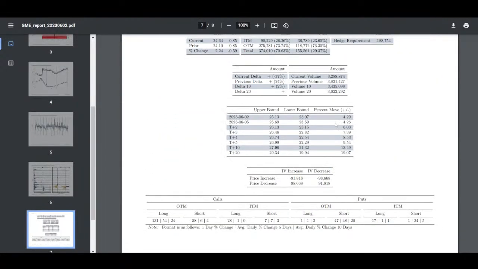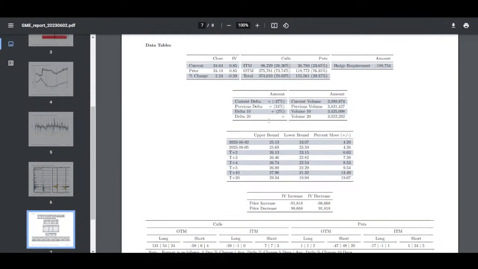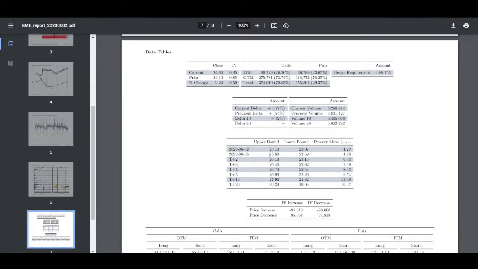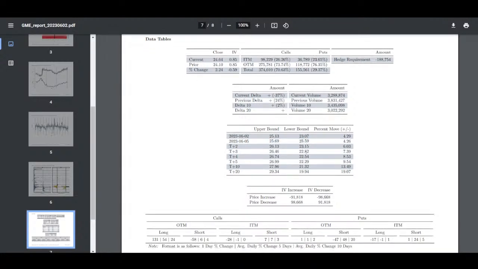Options chain, expected price ranges. So this is really cool. If you're ever trading options on any stock, once price moves above the upper bound interval or below the lower bound interval, you usually expect some kind of mean reversion.